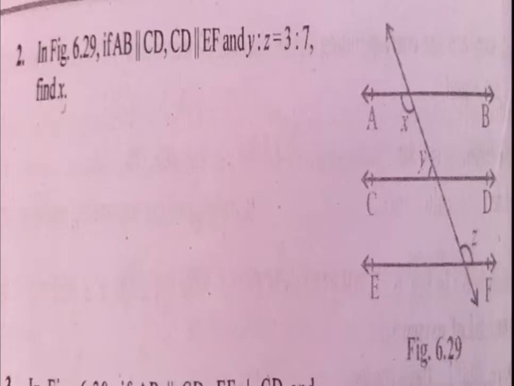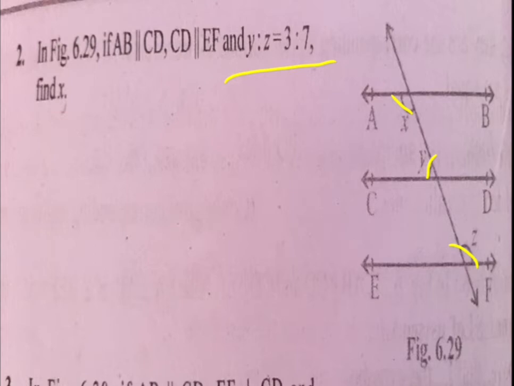Okay, now the solution for the second question of the exercise. In the figure 6.29, if AB is parallel to CD, CD is parallel to EF, and y is to z is equal to 3 is to 7, find the value of x. So there we have three angles given, x angle, y angle and z angle, and it is given that y is to z is equal to 3 is to 7.